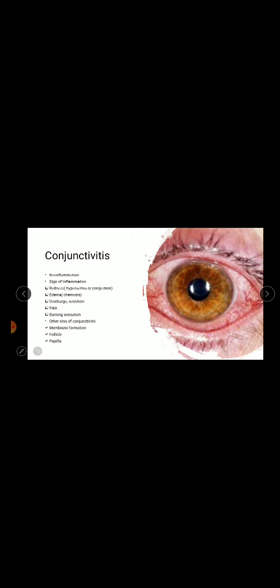Let's start the proper topic, conjunctivitis. Itis denotes inflammation. And what are the signs of inflammation? Redness, edema, discharge or secretion, pain and burning sensation. Redness in the conjunctiva we name congestion or hyperemia. If the conjunctiva is edematous, it is named chemosis. The other signs of conjunctivitis are membrane formation, follicles and papillae.